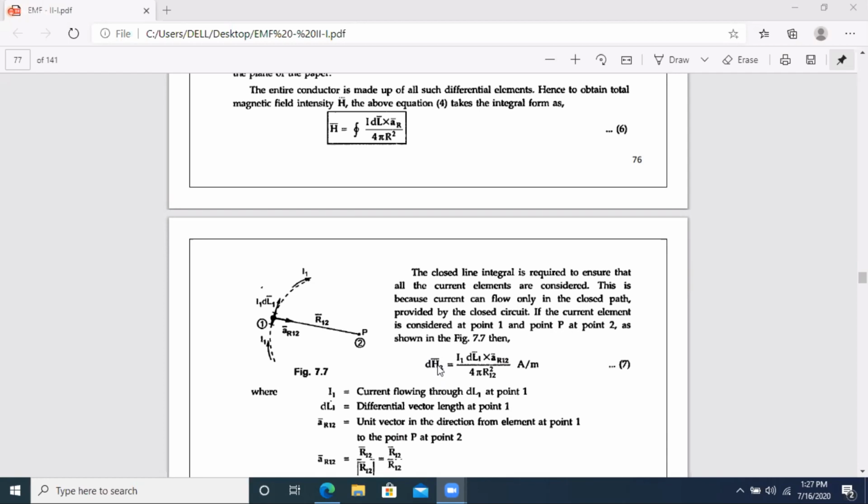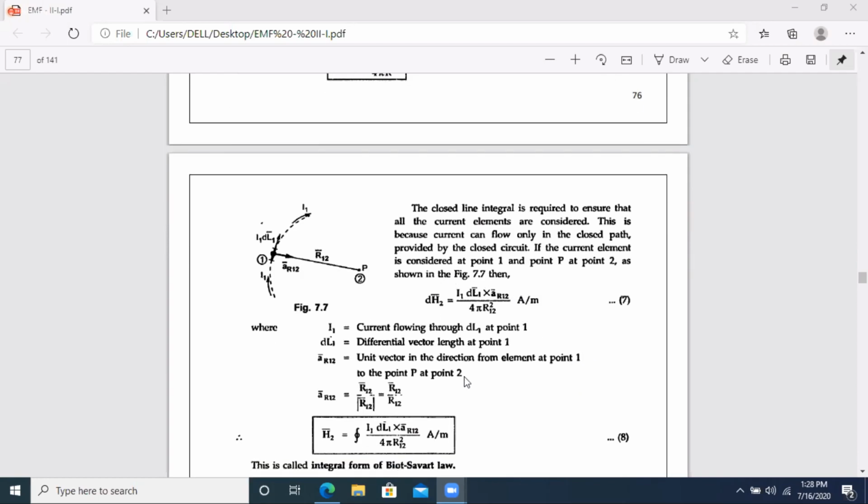the differential magnetic field at point two is I1 dL1 cross aR12, that is the unit vector from the current element to P, or to point two, over 4 pi R12 squared. Note the unit: magnetic field intensity is amps per meter.